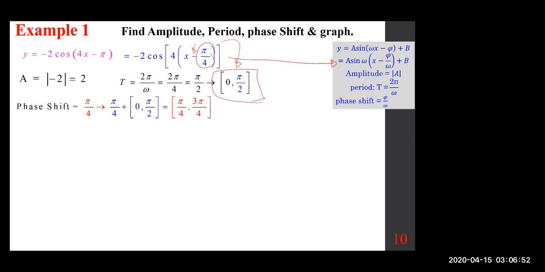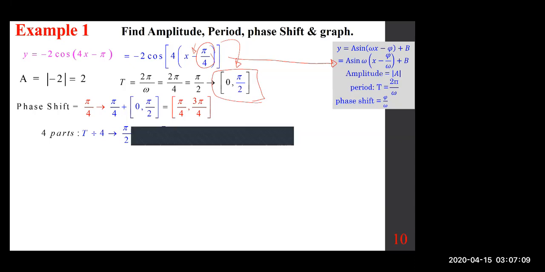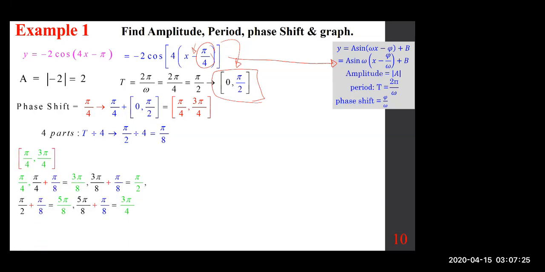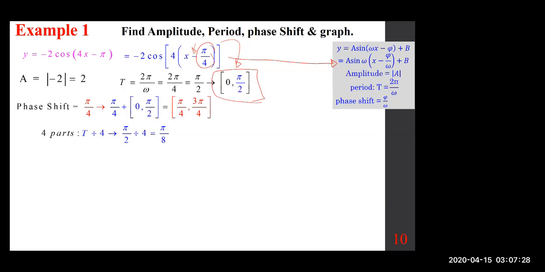Now, we want what? 4 parts. So we are going to divide the period by 4, and it gives us pi over 8. We are dividing the period by 4, we get pi over 8, which means we want 4 pieces, and the first piece starts with, okay, let's choose a different color.